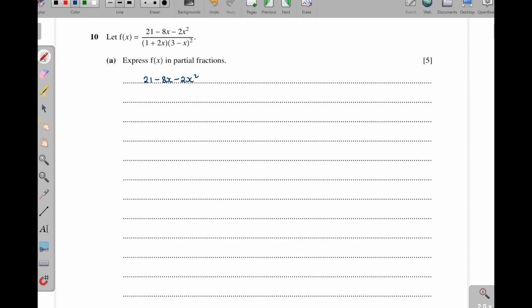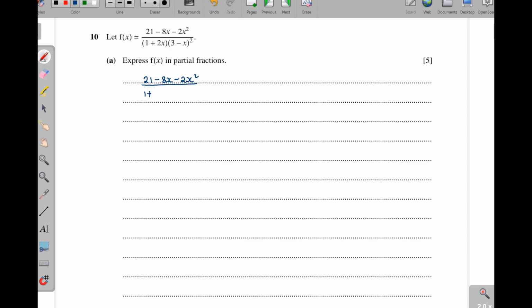Now, if the degree of the numerator is less than the degree of the denominator, well and good. You can proceed with your partial fractions. But if you find that the degree of the numerator is greater or equal to the degree of the denominator, then you first long divide. That is an improper fraction, okay? So you need to first long divide. But here we just continue.